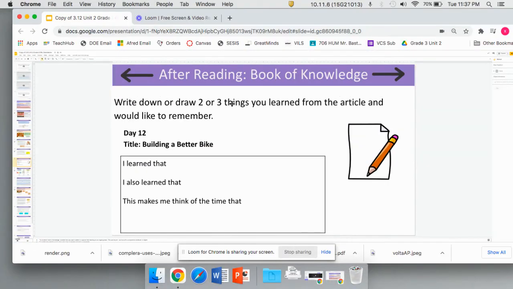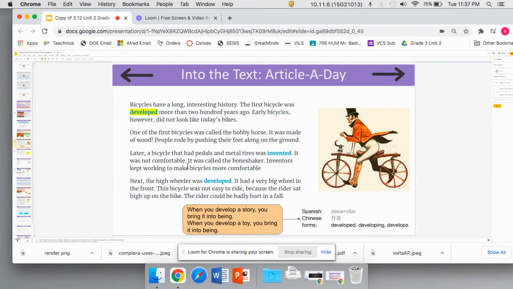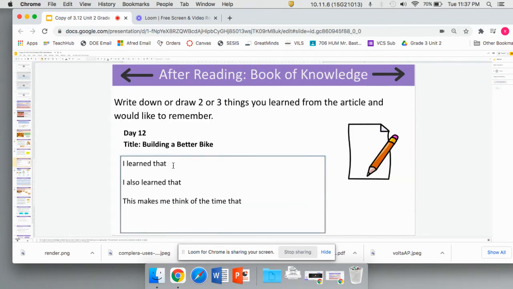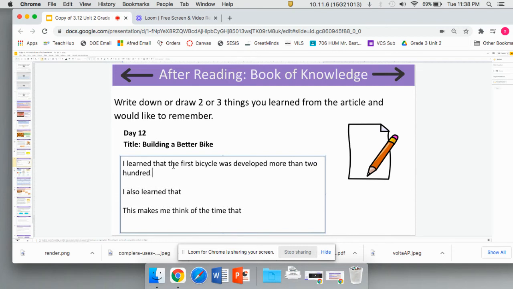I'm going to go back to the article and find some of the interesting details that I want to write in my book of knowledge. So the first thing that I would like to write is this information about how the first bicycle was developed more than 200 years ago. That's the first thing I'm going to write, actually. I learned that the first bicycle was developed more than 200 years ago.